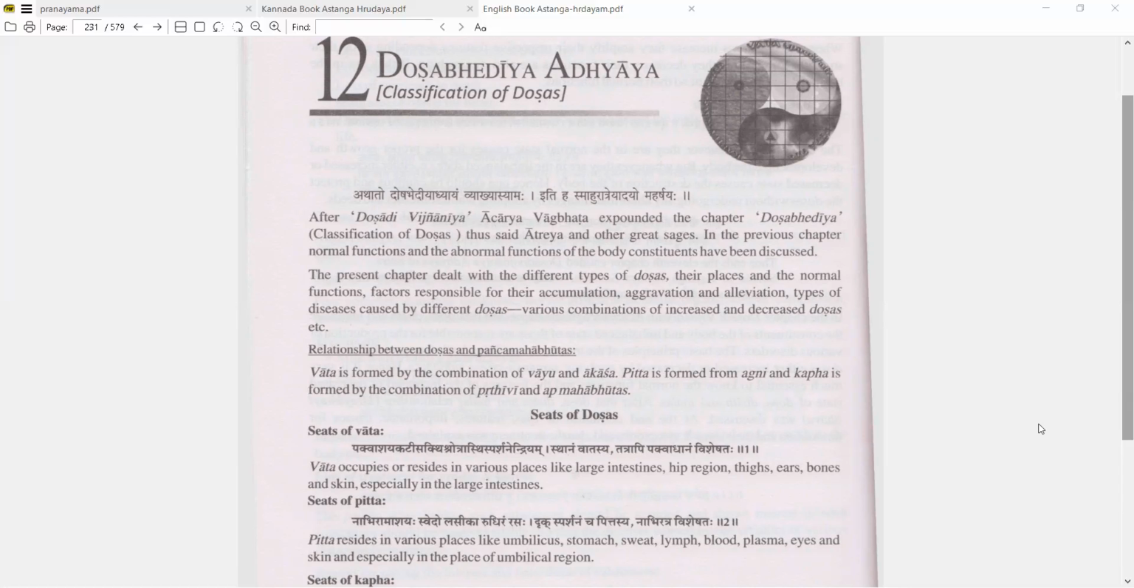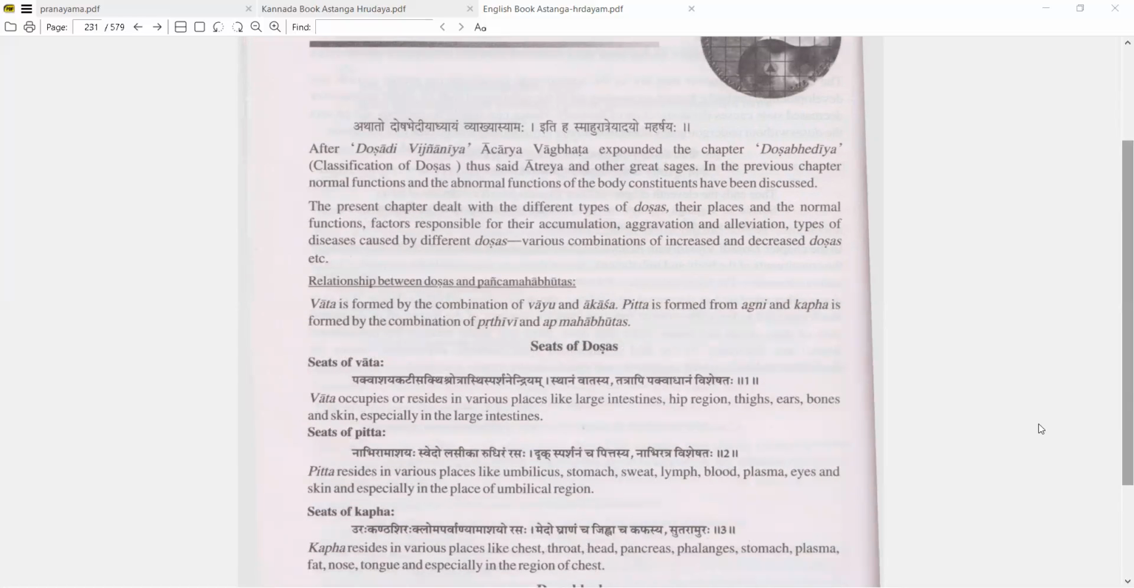The present chapter dealt with different types of doshas, their places and the normal functions, factors responsible for their accumulation, aggravation, and elevation, types of diseases caused by different doshas, various combinations of increased and decreased doshas, etc. Relationship between doshas and Pancha Mahabhutas. Vata is formed by the combination of Vayu and Akasha. Pitta is formed from Agni, and Kapha is formed by the combination of Prithvi and Ap Mahabhutas.